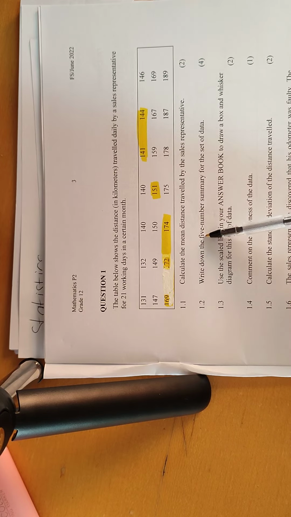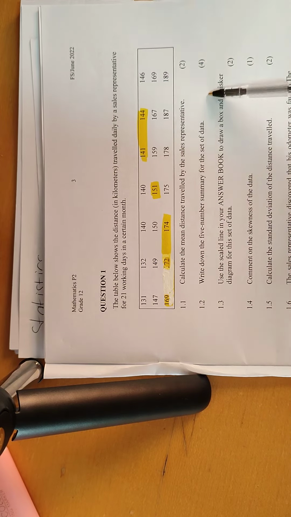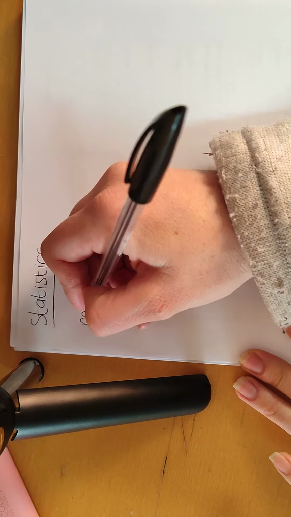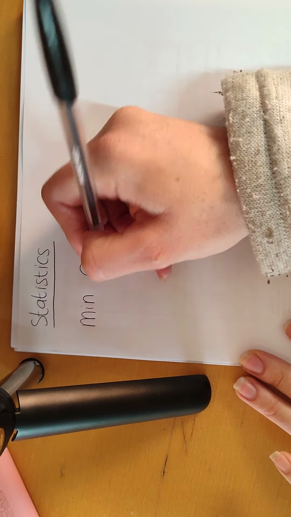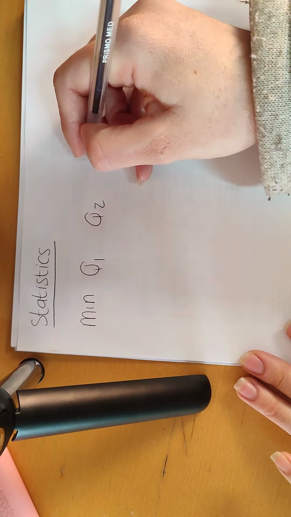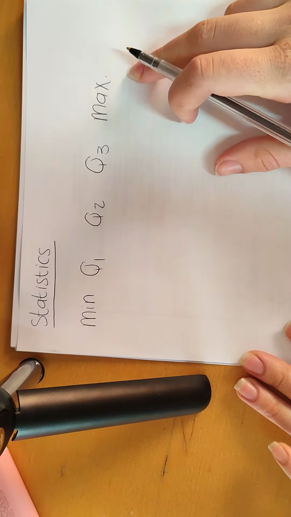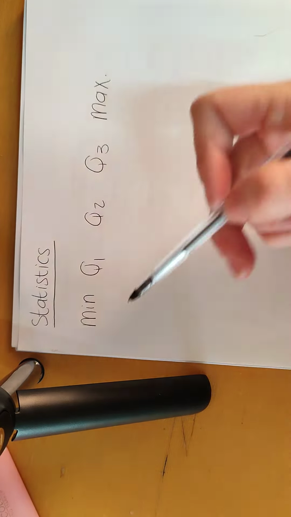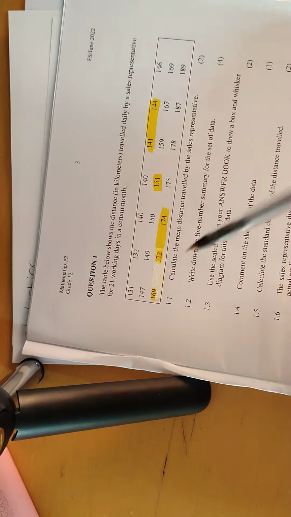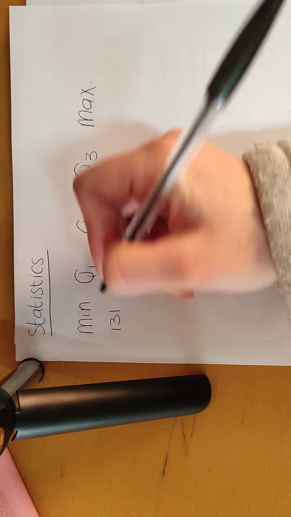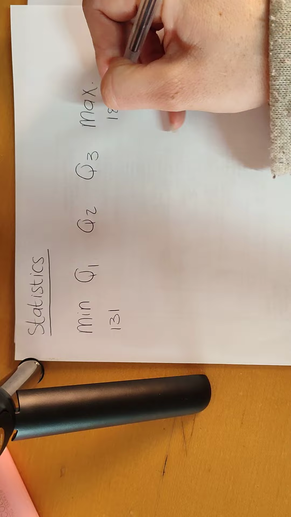1.2, write down the 5-number summary for the set of data. Now the 5-number summary, if you guys can remember correctly, consists of your minimum, quartile 1, quartile 2, quartile 3, and your maximum. So this is your 5-number summary. Now most of you at least got the minimum and maximum correct because it's so easy. You can see it's your first number and your last number in your data set. This is your minimum, this is your maximum. So minimum 131 and maximum 189.